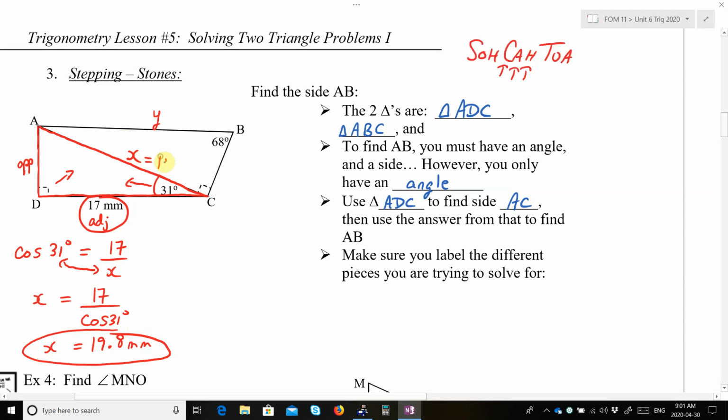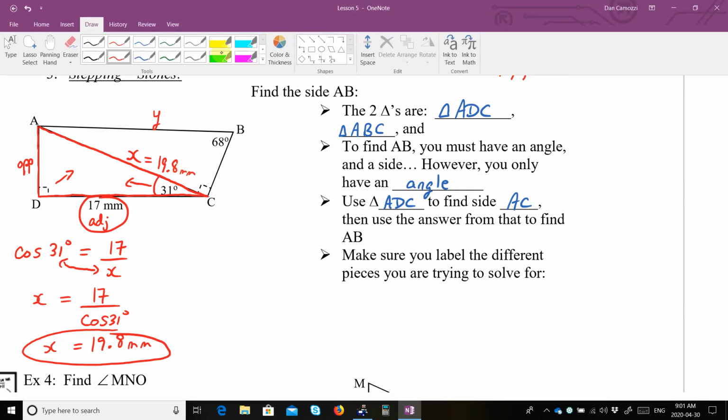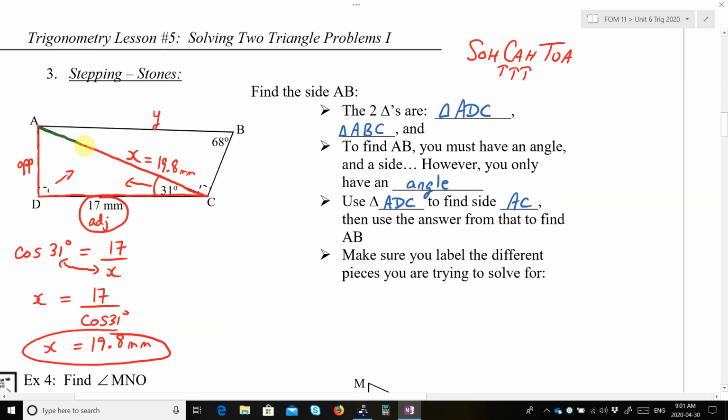Okay, so we've now figured out that this is 19.8 millimeters. And now what we're going to do is switch to working in this green triangle. See, that's a 90-degree angle. Okay, we're going to work in here to get y. So there's the angle that we have, straight across from the angle, this side is the opposite. Across from the 90 is the hypotenuse.